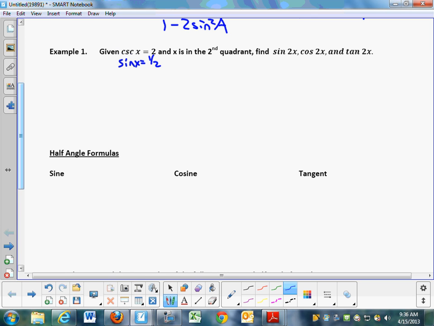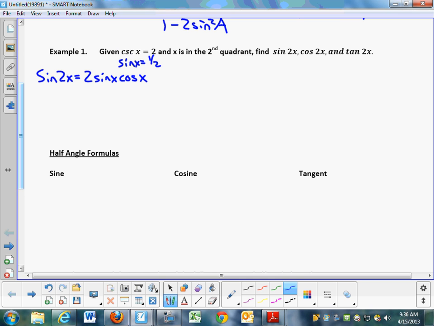Now, it says I'd like to find sine of 2x. Well, I know this formula. Sine of 2x is equal to 2 times the sine of x times the cosine of x. It says that I need to find sine of x and cosine of x in order to evaluate what sine of 2x is. Do you know what sine of x is? 1/2.